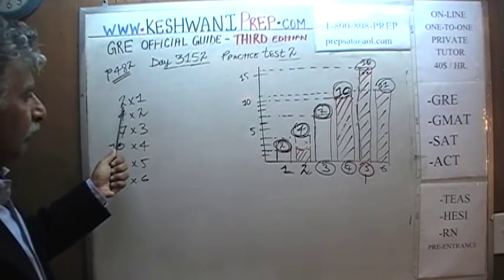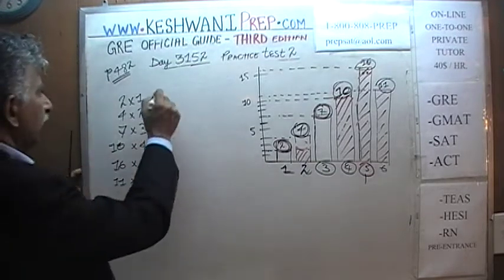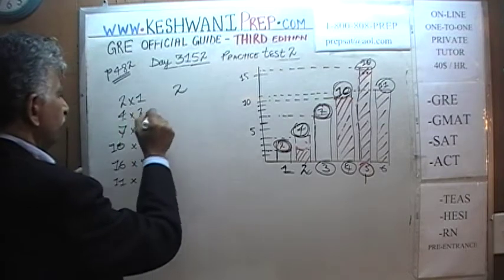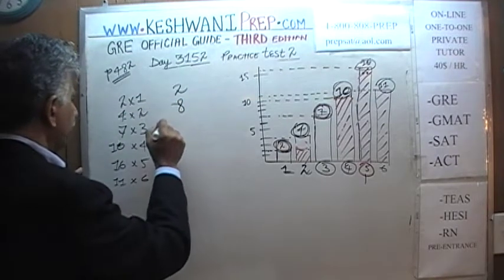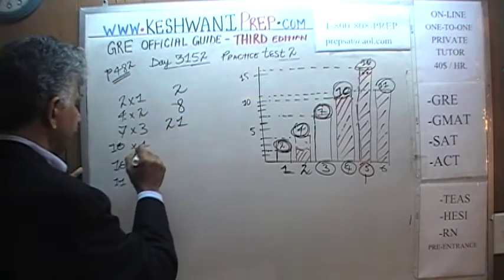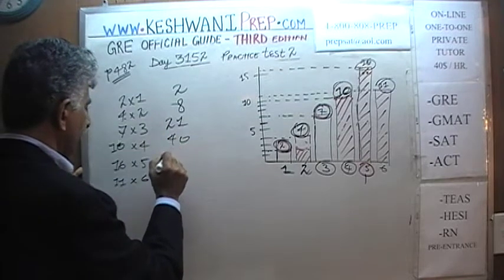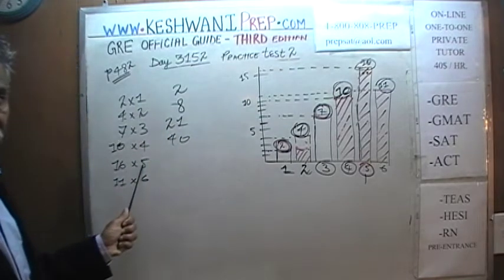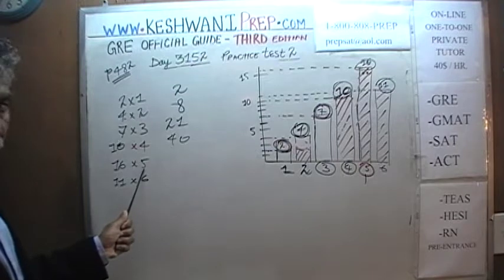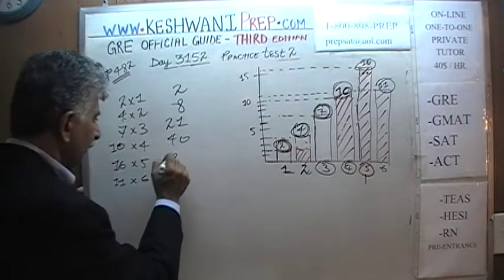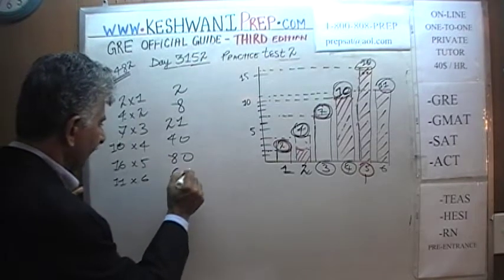So we have 2 people with a score of 1. They earn a total of 2 points. These 4 people earned a score of 8 points. Then we have 21 points for the third group, 40 points. 16 times 10 would have been 160. Half of that is 80, because we have 5 16s, and this is 66.